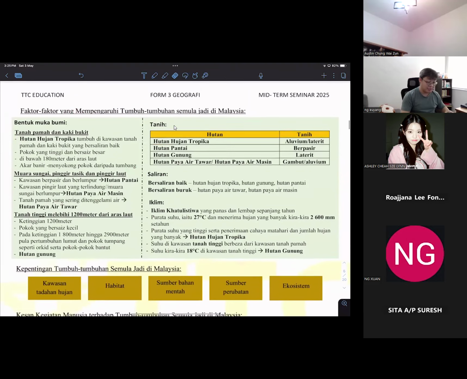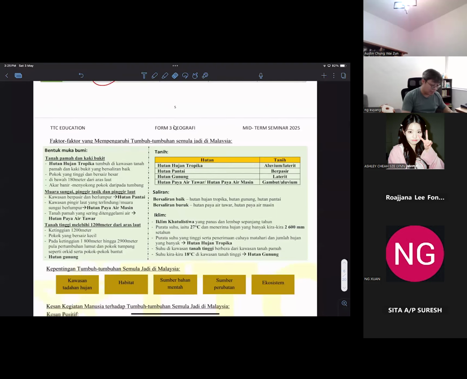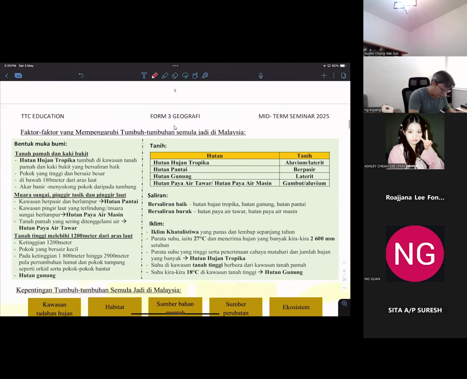Part 5, I already mentioned that I'm not able to summarize a lot. So guys, penuh muka bumi, we finish off tanah pama. Is your hutan hujan tropika. So pinggir laut, we have the hutan pantai, pinggir laut yang rendah. Let's say near to the muara sungai, hutan paya air masin. So hutan paya air tawar is the pinggir tasik or pinggir sungai. So we have tanah tinggi, we have hutan gunung.